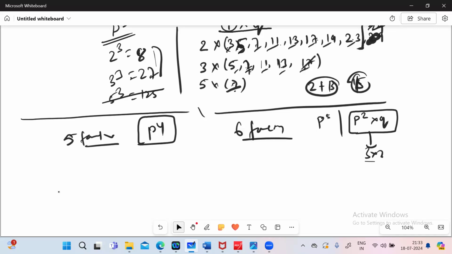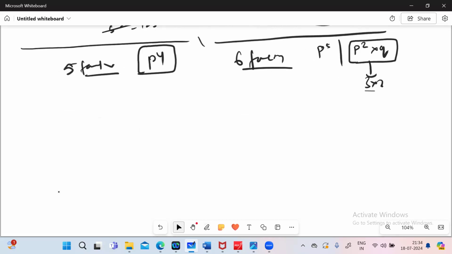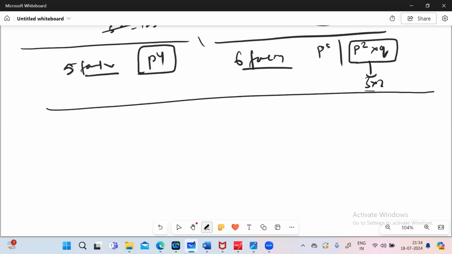Okay. Now, one important thing that I missed there. I took an example of 3600. Let's say I have a number again, 3600. The prime factorization of this number is 2 to the power 4 into 3 square into 5 square. And the total number of factors for 3600 is 5 into 3 into 3, 45.